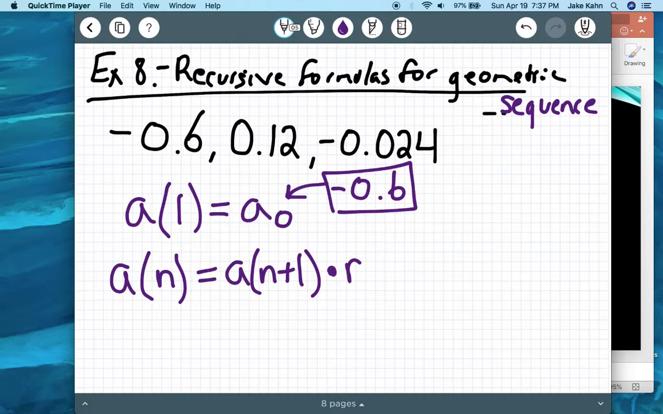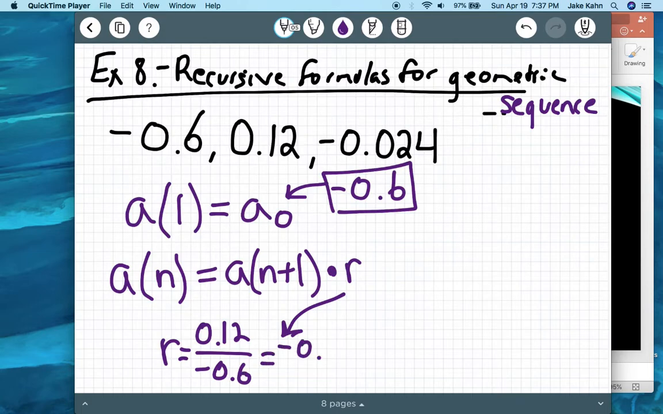What is r equal to? Well, all we have to do is divide a term by the term that precedes it. So r is equal to 0.12 divided by -0.6. Please realize that we could also do -0.024 divided by positive 0.12. These two equations equal the same thing. When you plug it into a calculator, what you're going to get is 0.2. So that's your r value.